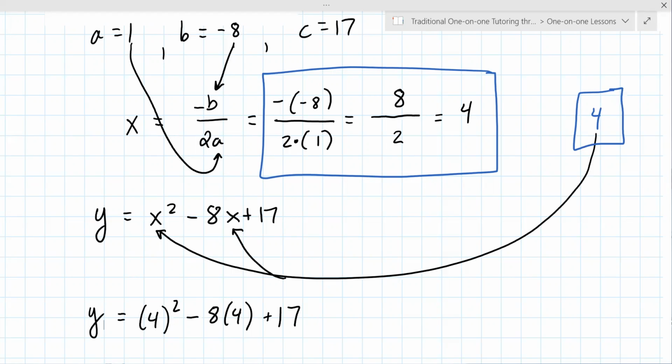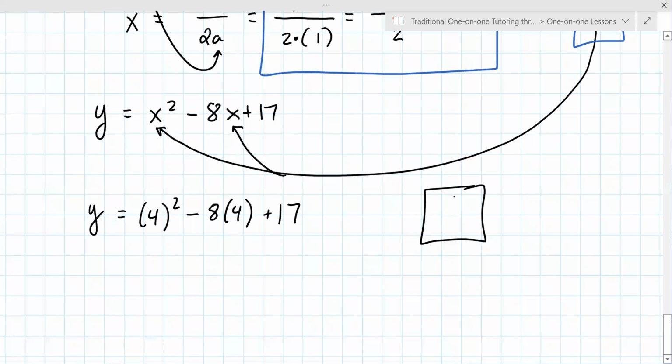So you want the step by step, or just want me to skip to the answer? I just want the final answer. All right, y equals 1. Okay, very good. Perfect. So when x is 4, y is 1, so 4 comma 1 is your vertex.